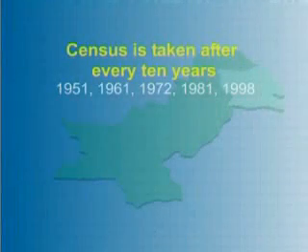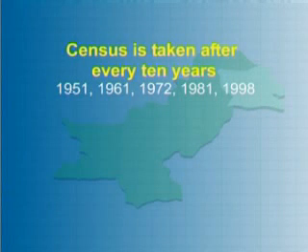Census, that is, you calculate how many people are living. Census is taken after every 10 years. In Pakistan, the first census was done in 1951. It was in 51 that the government of Pakistan made an effort to calculate people, their living conditions, and how many people were living in different areas. That's what you do in census.